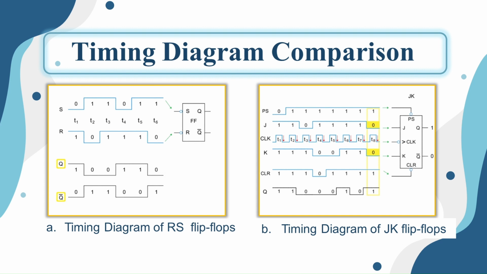At T2, S becomes 0 and R becomes 1, which causes the output Q to reset instantly. This immediacy can be both an advantage and a disadvantage. While it responds faster, it also means the circuit is more sensitive and can be affected by glitches or noise.